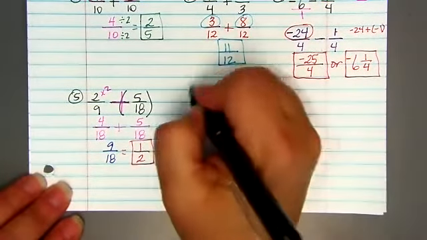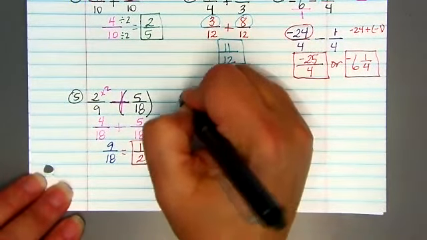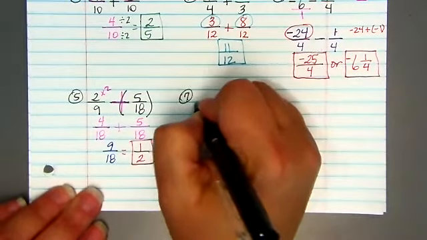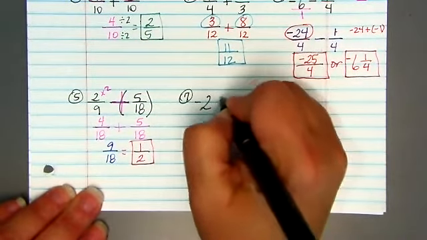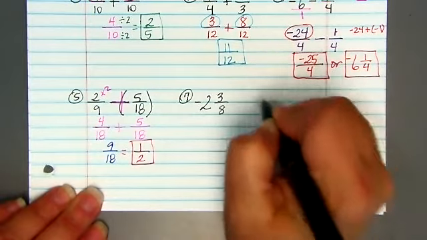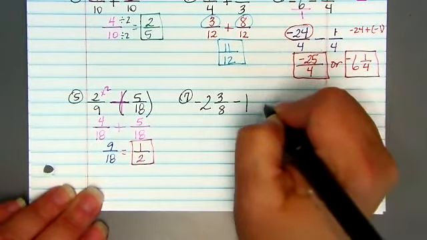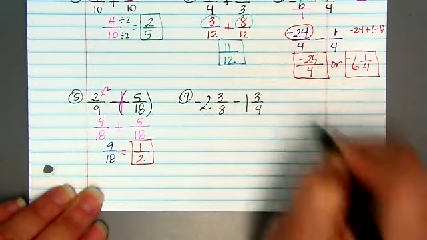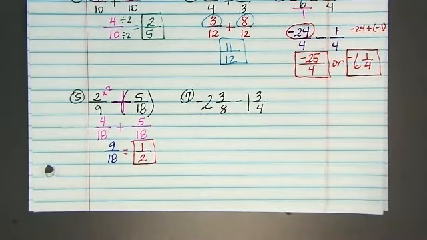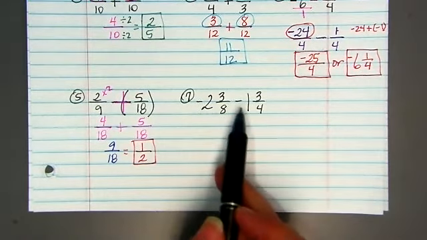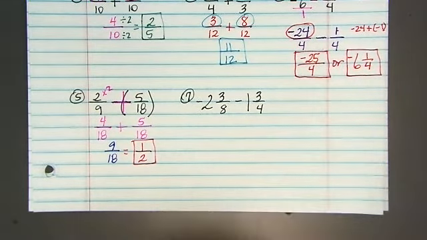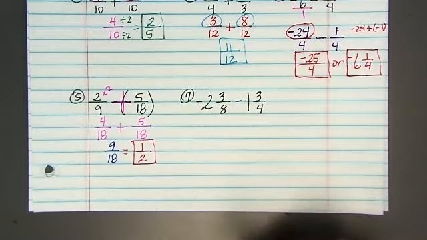Okay, next example. Number 7. We have negative 2 and 3/8 minus 1 3/4. Now, one way to think about this right off is I've got both negative numbers here. So I'm, in a sense, adding them together, and I'd better end up with a negative answer, is your first thought. But when we're looking at this, my directions say to write all mixed numbers as improper fractions. When I'm doing that, I'm not worried about integer rules. We're just changing them, okay?